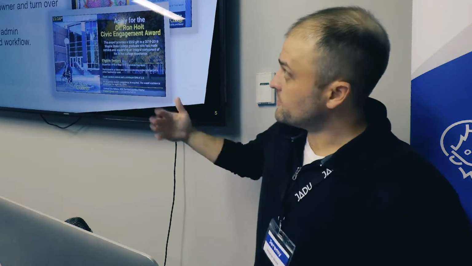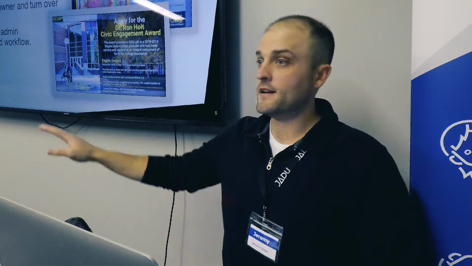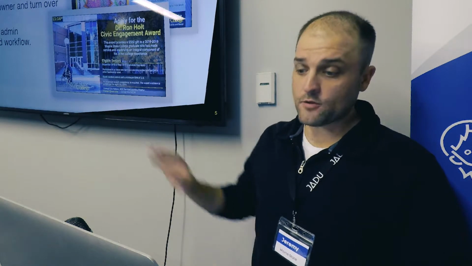So now we've distributed and simplified the process, and our webmaster's responsibilities now consisted of making that initial document, setting up any custom settings, making a few example slides to show whoever they're going to train, the office assistant or whoever's going to take over that duty. Then our webmaster goes out, trains the user, turns over the control of that to them, and I create the admin account and the workflow, and we're done. We don't have to do anything else. It's all in their hands. The webmaster doesn't have to deal with slides anymore and making all that kind of content. It's out in the wild.